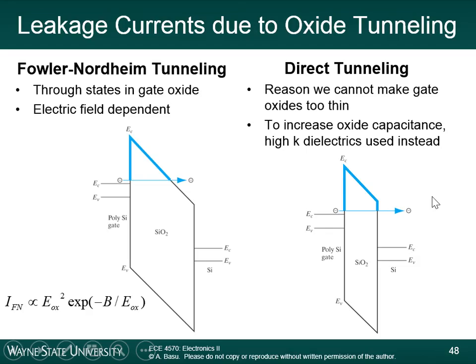To increase the oxide capacitance, we can use high K dielectrics instead. Let's first talk about this. The charge can basically go through the gate. The probability of tunneling is exponentially related to the thickness of the oxide layer. So the probability of tunneling will increase exponentially as the thickness of the oxide layer becomes thinner.